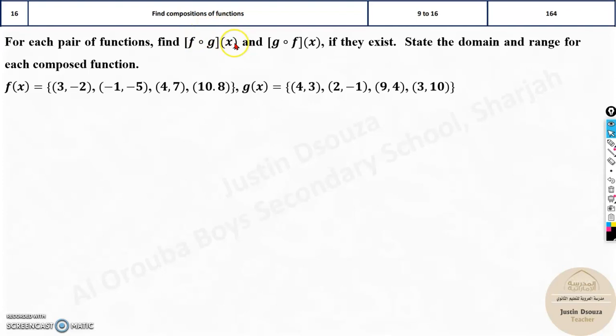What this means is the functions are composed of each other. These are called composed functions, and we need to state their domain and range. If there are coordinates, it's a different method, and if there is an equation, it's a different method. We will look into both of them now.